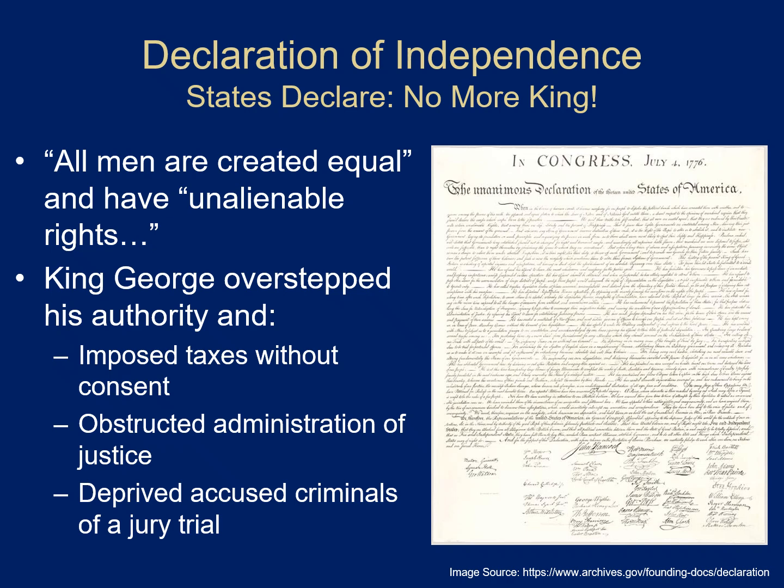It had phrases along the lines of all men are created equal, that everyone has unalienable rights, and it had been very critical of King George because he overstepped his authority. And again, I'm sure many of us are aware that taxes were implemented without consent. But other things also included in that Declaration of Independence is that they argued that the king had obstructed justice and that the king had deprived accused criminals of a jury trial.